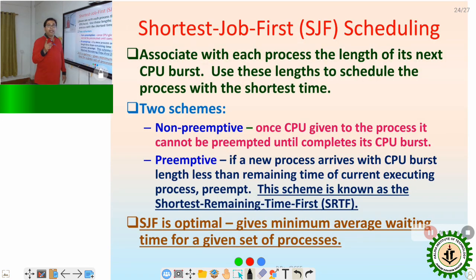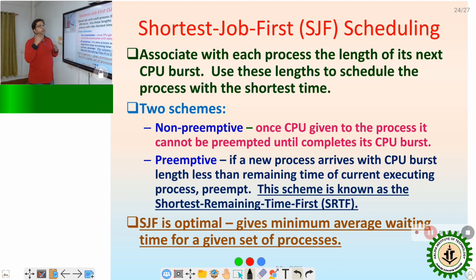Another important scheduling algorithm is the shortest job first scheduling. That means, by the name, how the priority is calculated: the job or the process which has the minimum burst time will be allocated first to the CPU.